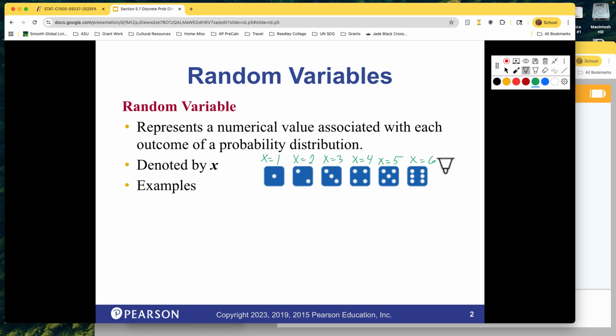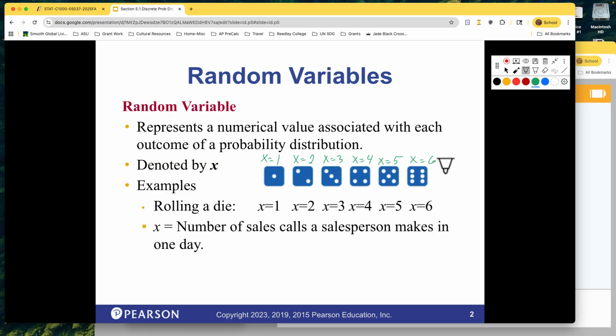So that's all a random variable is. But I remember the first time I learned this, I thought random variable, that's a weird name. It must be something really out there, something new. It's not. It's just that instead of 1, 2, 3, 4, 5, 6, we're calling it x equals 1, x equals 2, x equals 3.